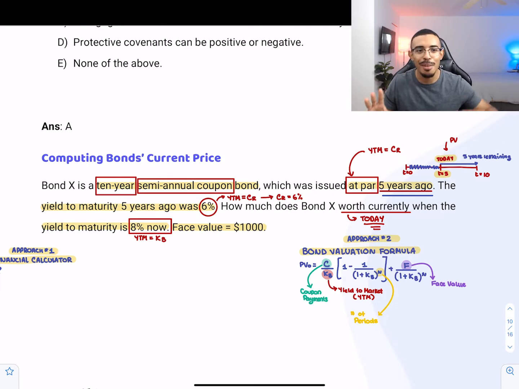Now, one is not better than the other. I'm just looking at these two options to make sure that you're comfortable and empowered to break down these questions in the way that works for you. So let's begin with the financial calculator. How do we identify these elements we looked at and place them in the right input and then calculate the value we need, which is the answer, okay?